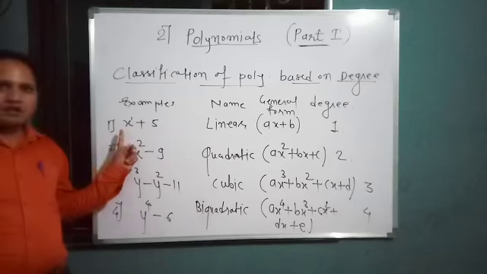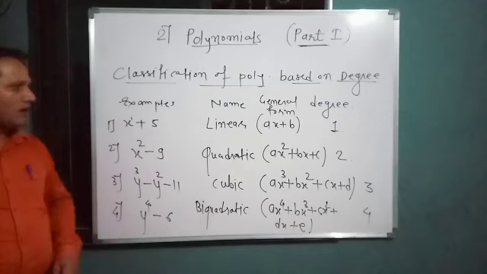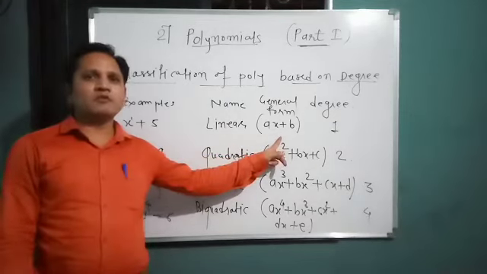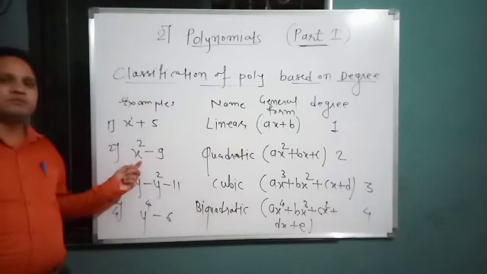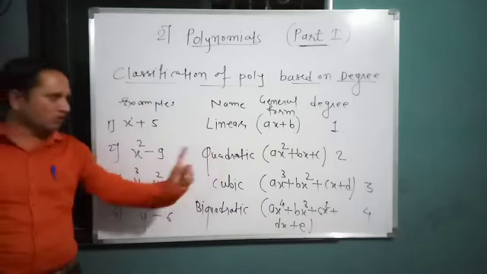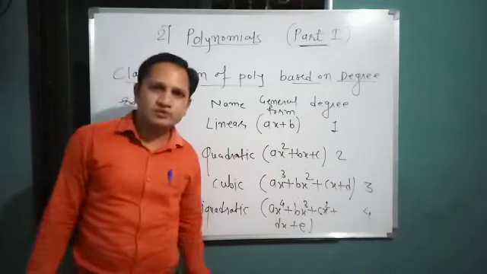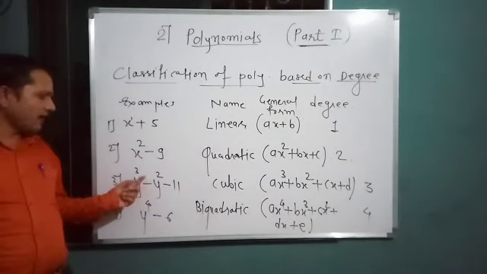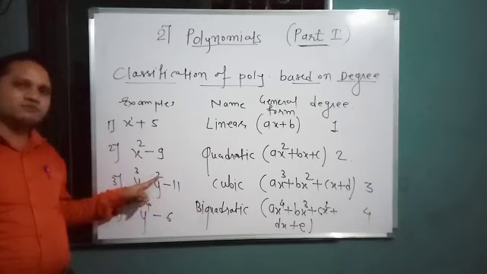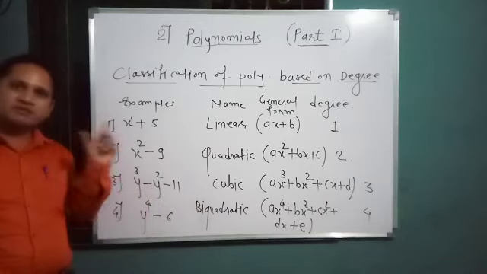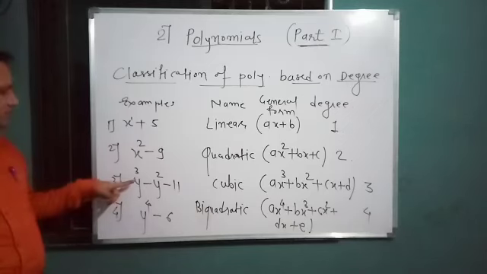First, if the degree is 1, then this is called linear polynomial, and this is the general form of the linear polynomial, ax plus b. If the degree is 2, then it is called quadratic polynomial. This is the general form, ax square plus bx plus c, and the degree is 2. If the degree is 3, the highest power of the variable is 3. Even if there are terms of degree 2, there is degree 3, but we select only the highest power. So the highest power is 3.